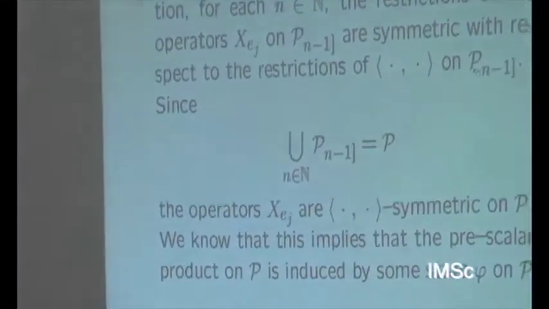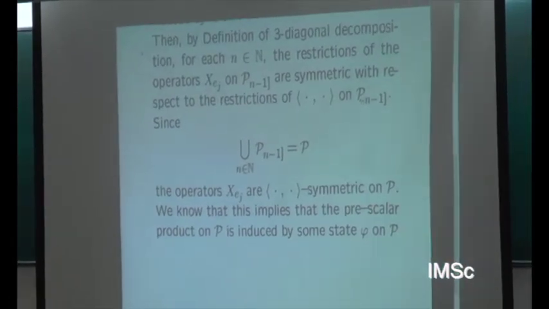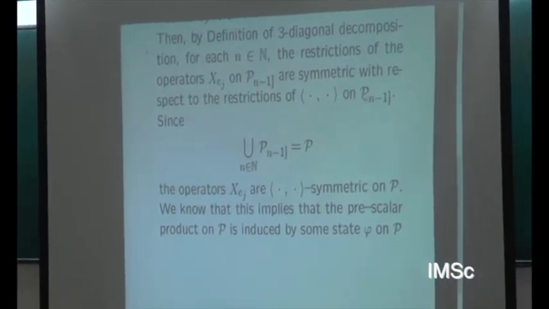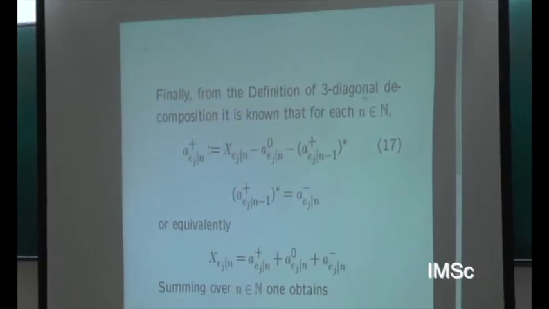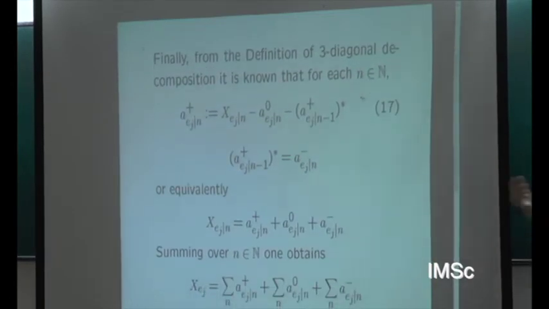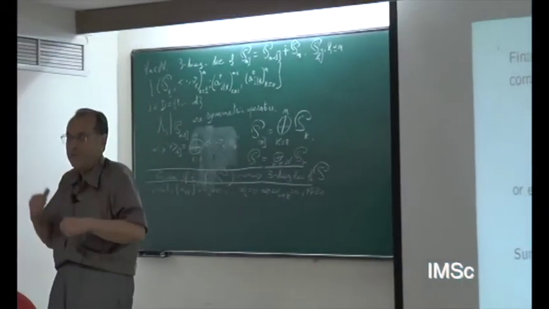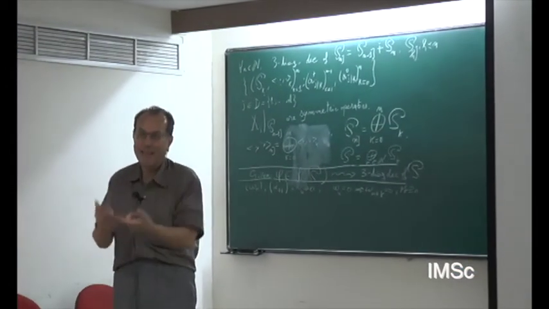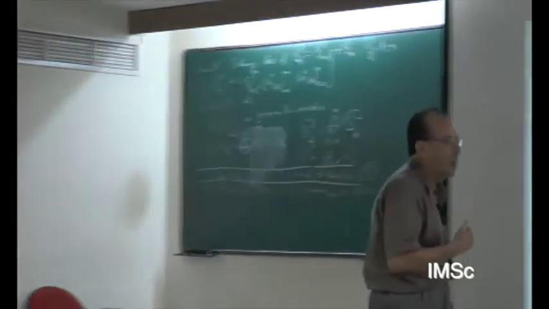What we have still to prove? We have still to prove, so we know that the scalar product is induced by a state by the lemma that we proved yesterday. Once that we have the state, now we want to prove that the canonical decomposition of this state with respect to the phi state coincides with the given one, with the three-diagonal decomposition from which we started. Okay? So how do we do this?